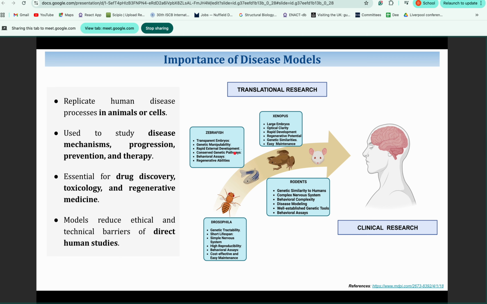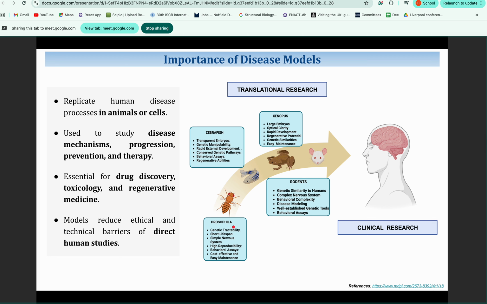Rapid external development: they show rapid development, so we can study the effect quickly. Conserved genetic pathways: they have certain pathways which are conserved across them and us, so we can study how the different pathways get affected. Behavioral assays: we can study their behavior. And regenerative abilities: the zebrafish can regenerate its eye and different organs, so we can study which genes are responsible for those regenerative abilities, so that if we understand that, we can apply it to humans as well.